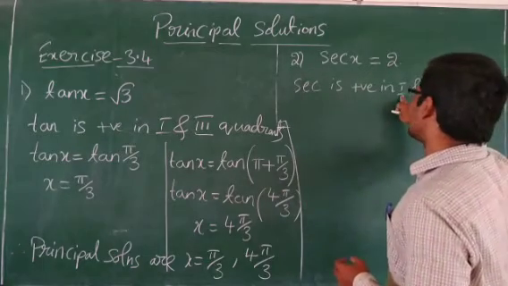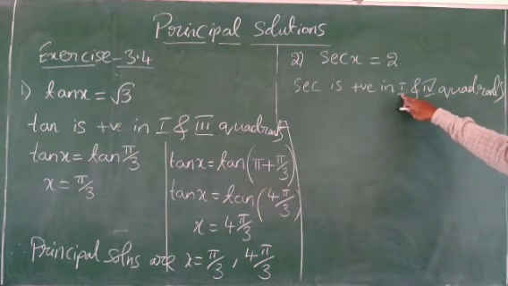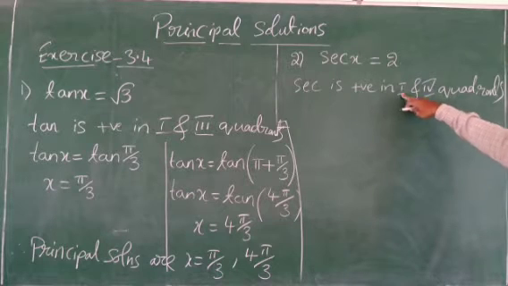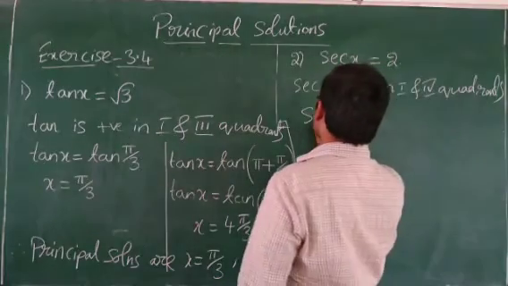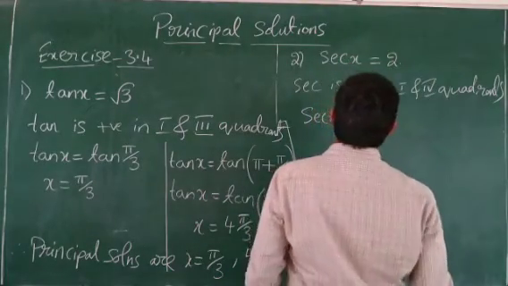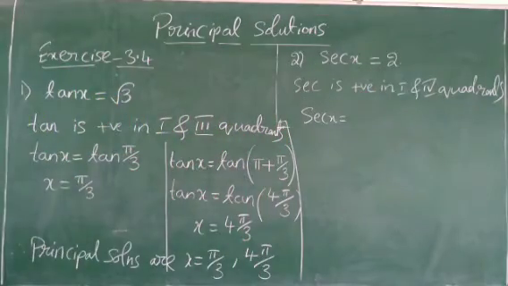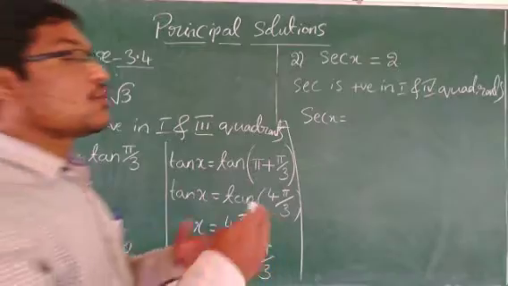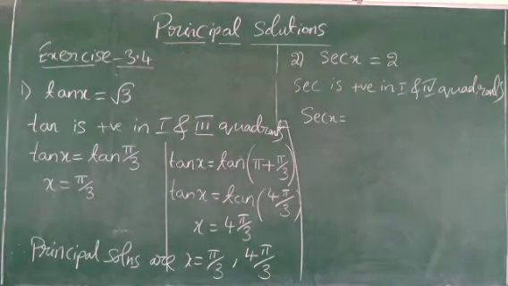So one angle we get in the first quadrant, another solution in the fourth quadrant. Two solutions: one principal solution in the first quadrant, another principal solution in the fourth quadrant. So secant x is equal to 2. Secant x equal to 2 means cos x should be equal to 1 by 2. Where do we get cos as 1 by 2? Cos is 1 by 2 when x is equal to pi by 3.